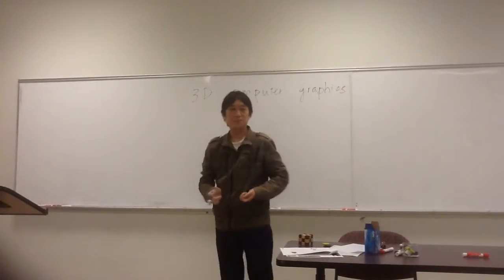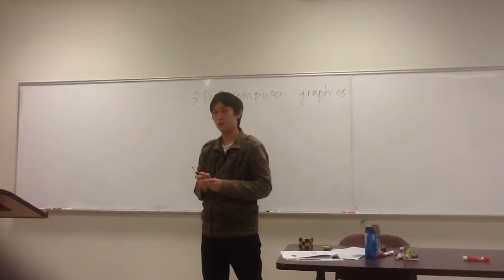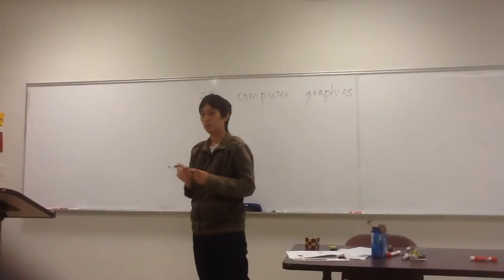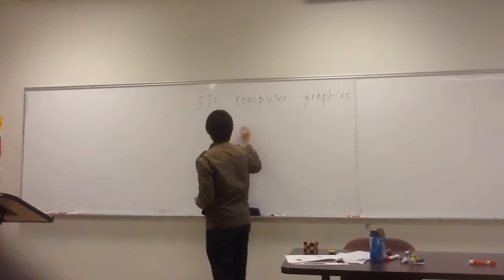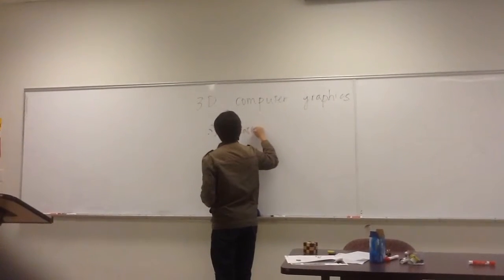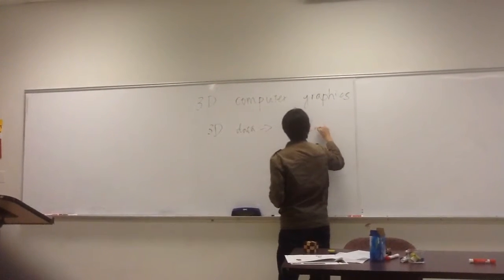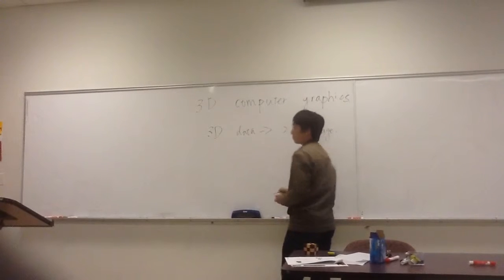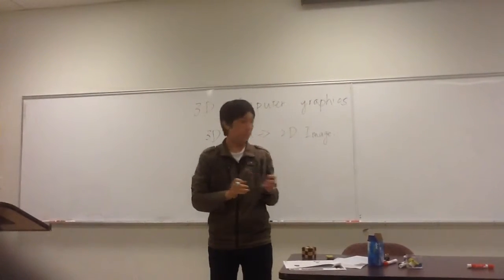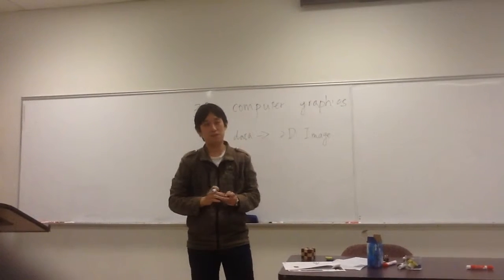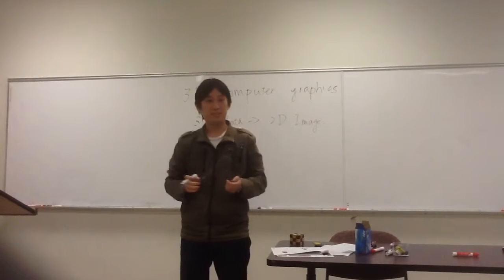So, like I said before, there must be some transform from the 3D geometric data into a 2D image, right? So we can say something like 3D data into a 2D image. That's a very important thing behind this. This 2D image must seem real, to trick our brain into thinking it's real.